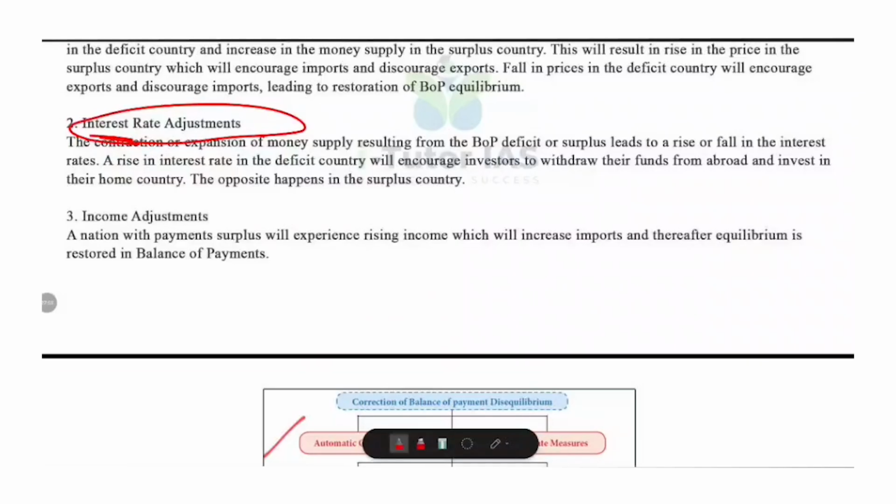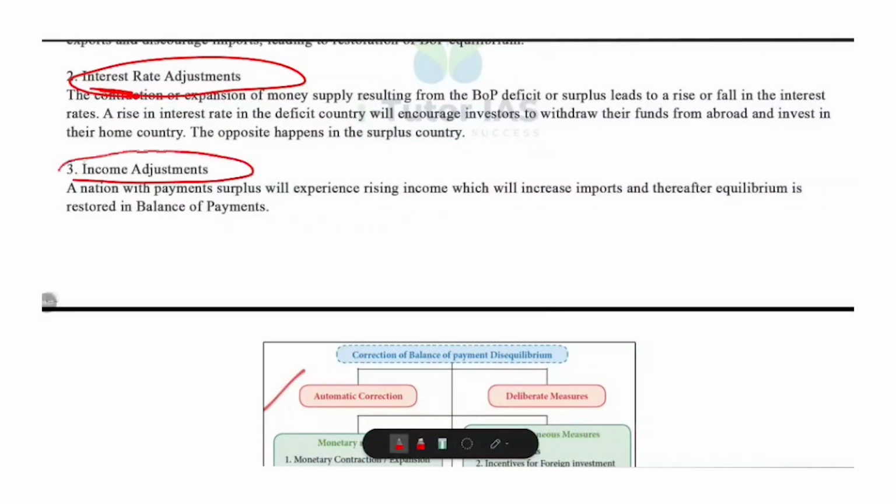The third one, income adjustment. Another automatic mechanism to correct BOP disequilibrium is through changes in national income. How does it work? In a surplus country, a surplus in BOP leads to an inflow of foreign exchange and an increase in money supply. This causes national income to rise as there is more spending power in the economy. Higher income leads to more imports and reduces the surplus.